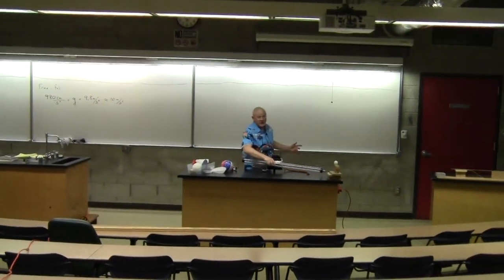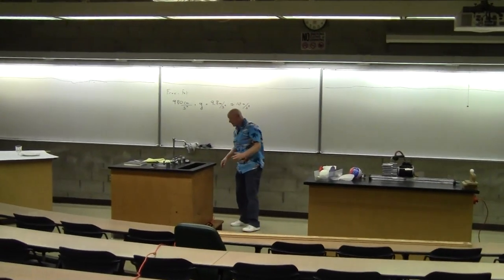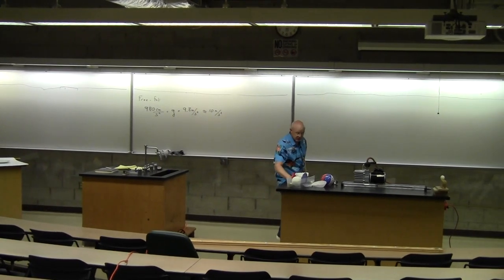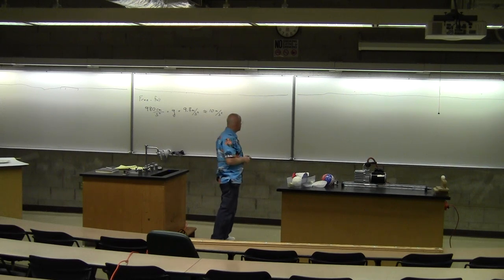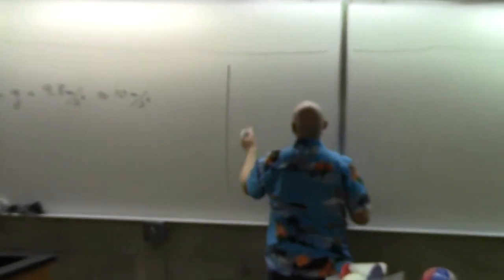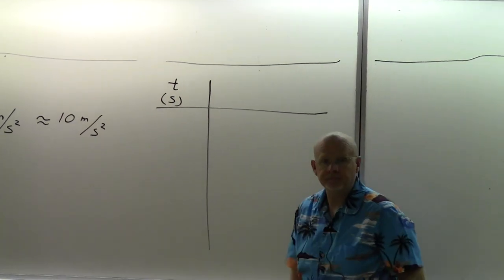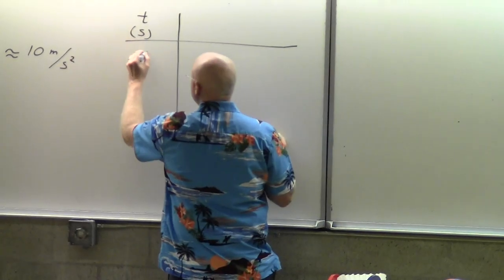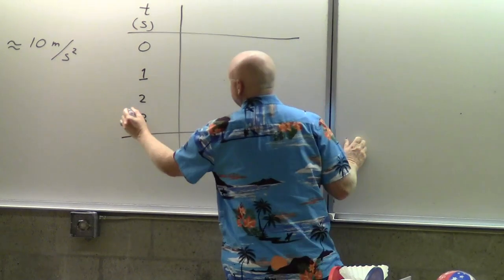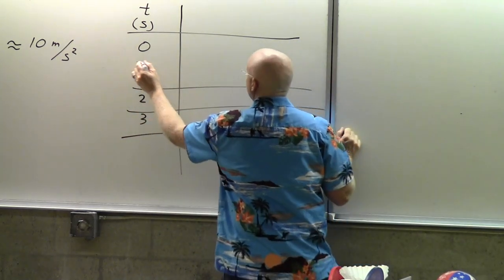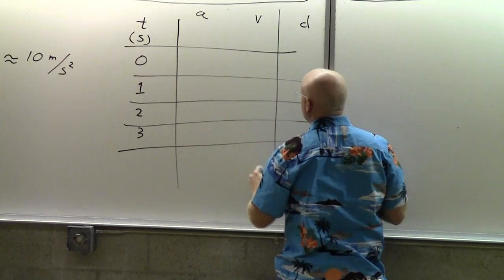So as we come to the end of the chapter here, let me make two more charts. Maybe I'll go a little bit faster so we can get started with the next chapter. But just like we did before the break, what if I put a little chart on the board? I'll put time, measured in seconds, and I'll put 0, 1, 2, and I'll just do 3 seconds this time. And let me put, again, acceleration, velocity, and distance, just like we had before.